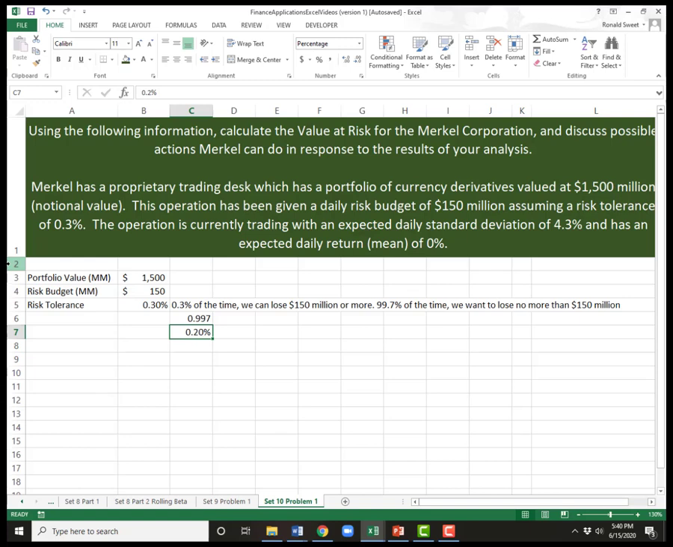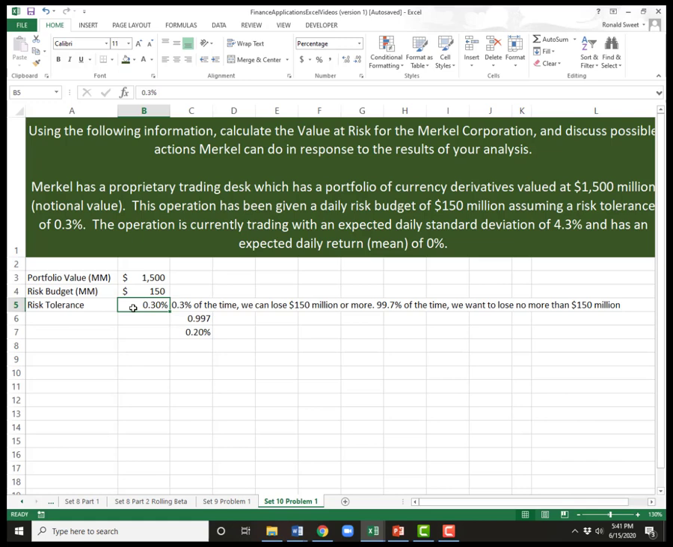You don't want to lose $150 million, but you know if you're in business, you have risk of losing money. So what we're saying here is what's the most we're willing to lose 0.3% of the time. Now where do we get that 0.3% of the time? You saw that in the notes and we'll talk about it in class.